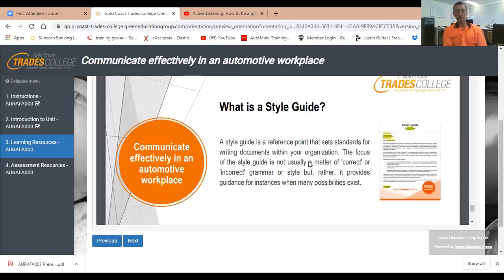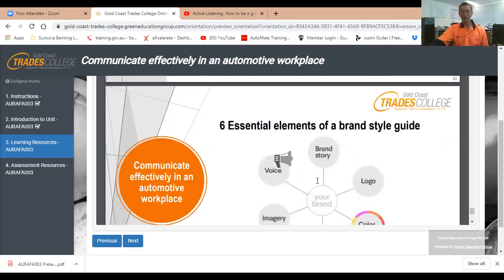Just on to the next section. What is a style guide? Now you may or may not have heard of a style guide. For argument's sake, if our college here, the Gold Coast Trades College, were to send you an email or a letter or any other type of communication, we follow a style guide. That style guide is a reference point that sets the standards for writing documents within an organisation. The focus of the style guide is not usually a matter of correct or incorrect grammar, but rather it provides guidance as to what our letters and our communications are going to look like.